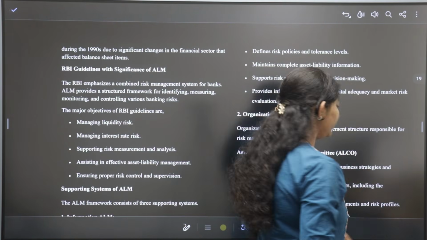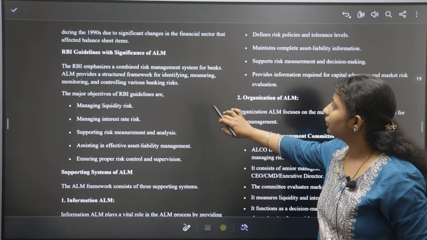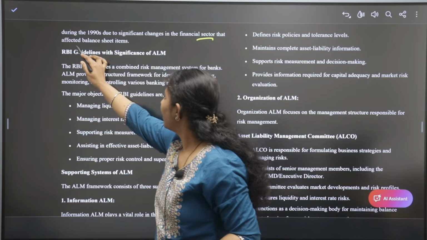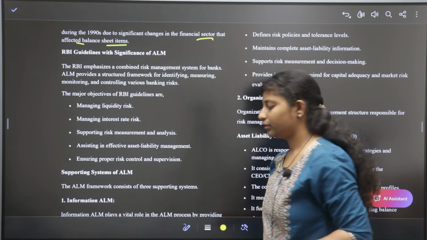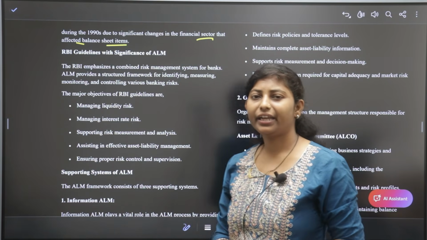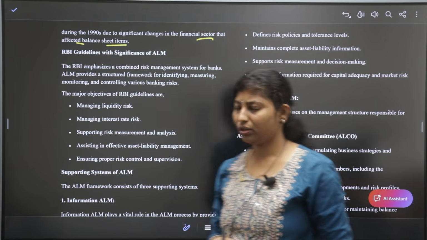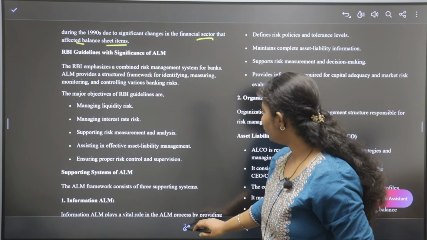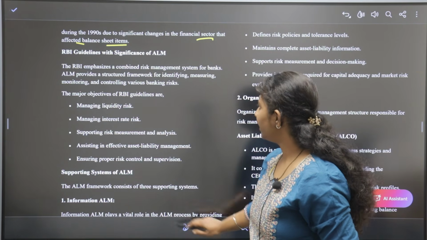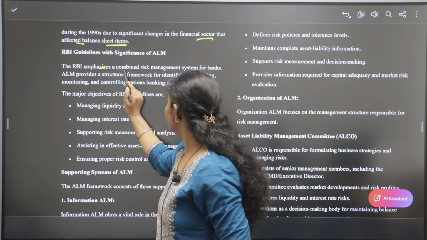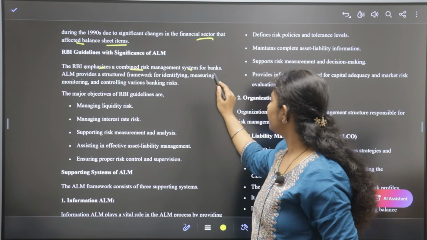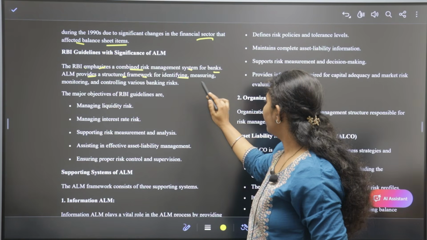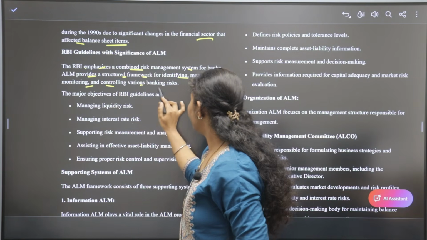Also, ALM has gained importance in financial institutions. Let's see how ALM helps. During the 1990s, significant changes in the financial sector affected balance sheet items. The ALM concept has been used since 1990 because there was a change in financial systems, so from that time we use this ALM concept. Here are the RBI guidelines with the significance of ALM. RBI emphasizes a combined risk management system for banks. ALM provides a structural framework for identifying, measuring, monitoring and controlling various bank risks.